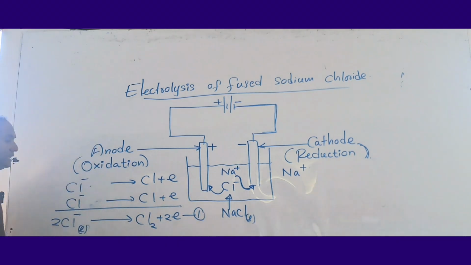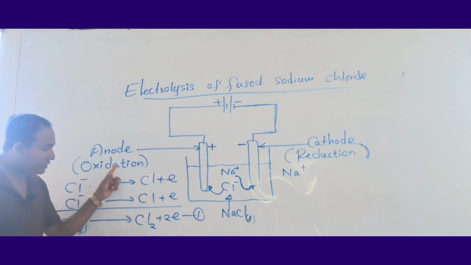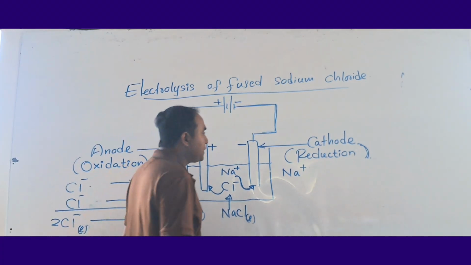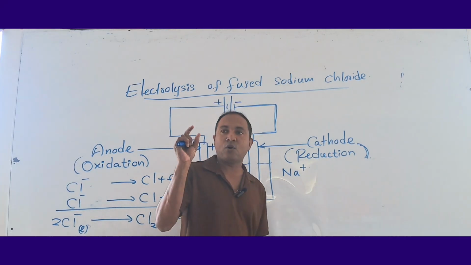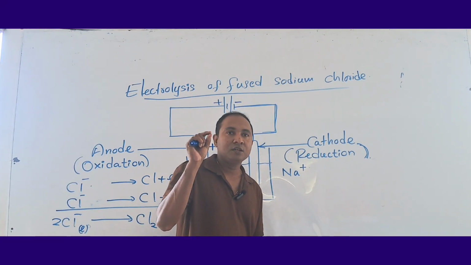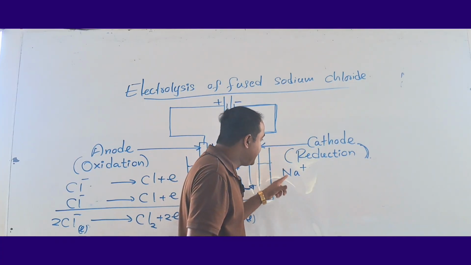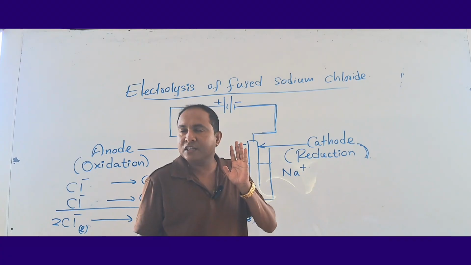This is equation 1. This reaction is known as the oxidation half reaction. Right. Then what will happen near the cathode? What type of chemical reaction occurs near the cathode? You must remember, the chemical reaction that occurs near the cathode is reduction. Tell me, what do you mean by reduction?